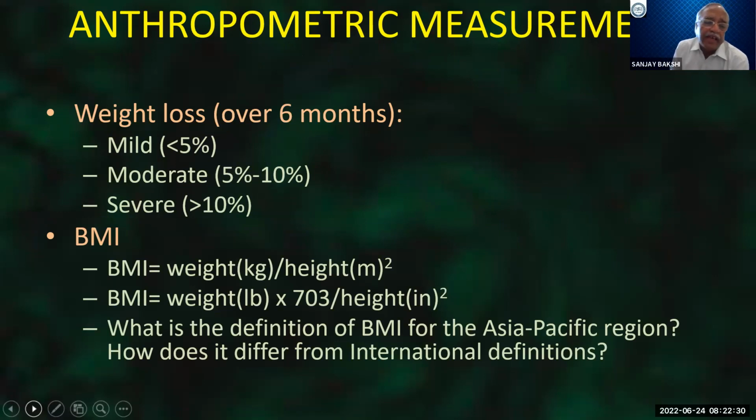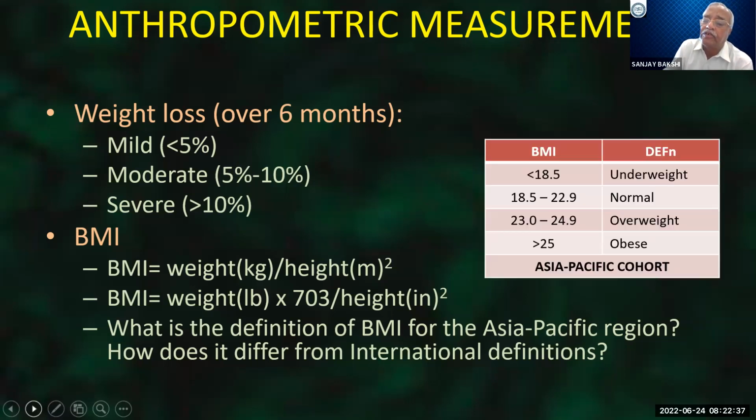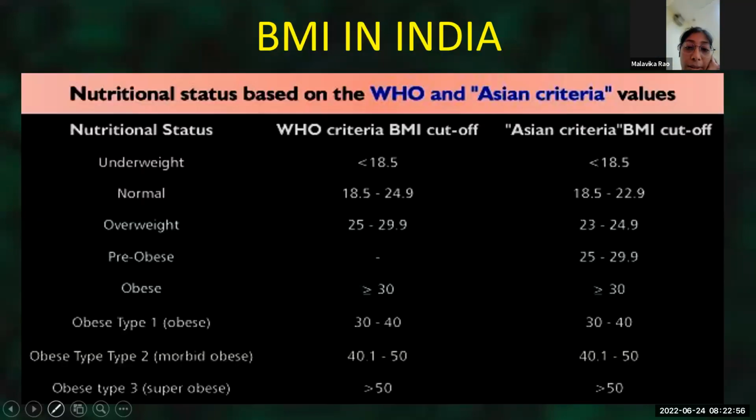So BMI, yes. As you quite rightly said, what is the definition for BMI in the Asia Pacific region? How does it differ from the international definitions? I quite agree that there's been a movement to try and make this 17.1. But according to the Far East data, it's still less than 18.5. The difference from the WHO criteria for BMI cutoff is that you have something called pre-obese in the Asian criteria. All the bariatric surgeons who practice in India actually use this pre-obese category, which is not there in the WHO criteria.